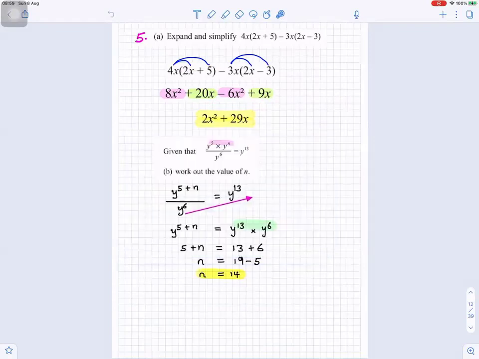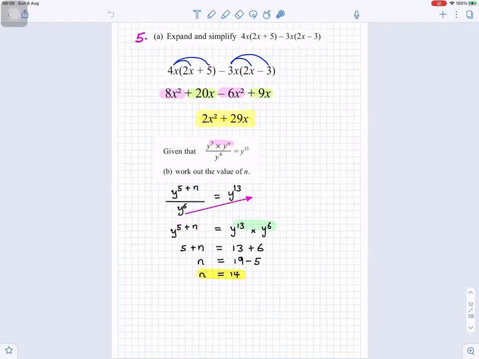Given that y to the power 5 times y to the n, divided by y to the 6, equals y to the 13, work out the value of n. Divide by y to the 6 on the left. If we take it to the right, it becomes times y to the 6. We put the powers together: 5 plus n, so it's y to the 5 plus n.